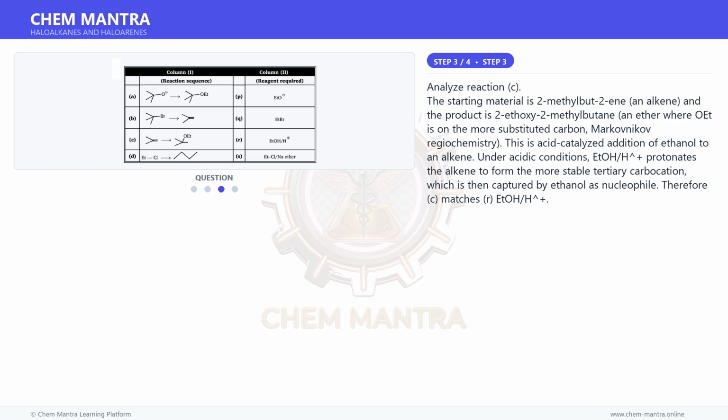Moving on to the next step. Analyze reaction C. The starting material is 2-methylbut-2-ene, an alkene, and the product is 2-ethoxy-2-methylbutane, an ether where the OEt is on the more substituted carbon, Markovnikov regiochemistry. This is acid-catalyzed addition of ethanol to an alkene. Under acidic conditions, EtOH2+ protonates the alkene to form the more stable tertiary carbocation, which is then captured by ethanol as nucleophile. Therefore, C matches R, EtOH/H+.